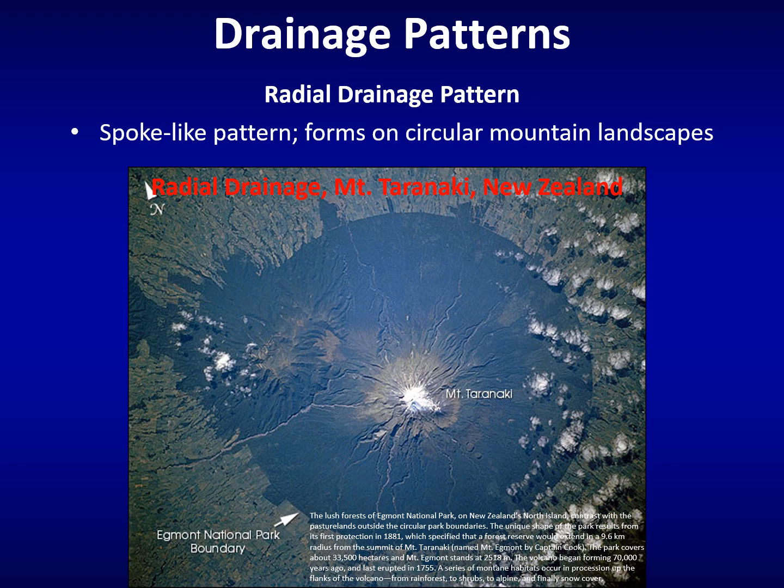Here's a radial drainage pattern, noting that it's kind of like a spoke-like pattern that forms on circular mountain landscapes. This is Mount Taranaki, an impressive lava flow that came in a very circular way through this mountain in New Zealand. You can see it's developed a nice radial drainage pattern.